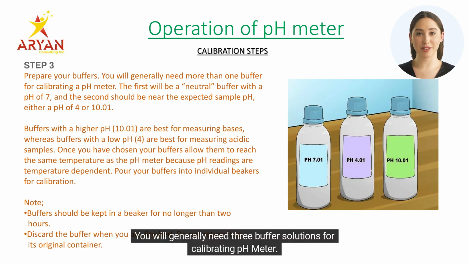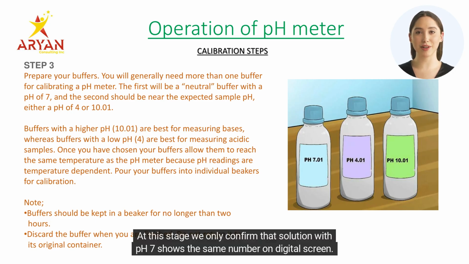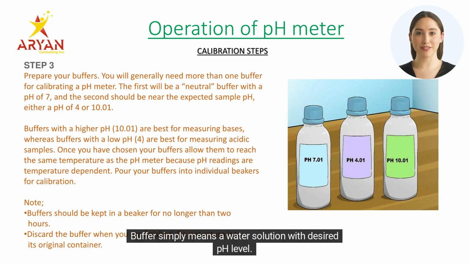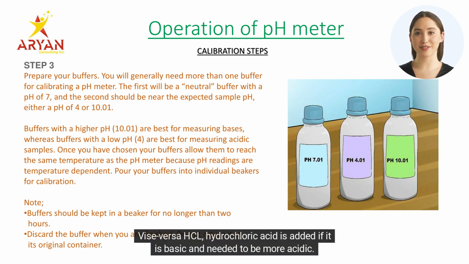You will generally need 3 buffer solutions for calibrating a pH meter. The first will be a neutral buffer with a pH of 7, the other 2 can be a pH of 4 and 10.01. At this stage, we only confirm that the solution with pH 7 shows the same number on the digital screen. Buffer simply means a water solution with the desired pH level. A buffer's pH changes very little when a small amount of NaOH, sodium hydroxide, is added to make it more alkaline if needed. Vice versa, HCl, hydrochloric acid, is added if it is basic and needs to be more acidic.